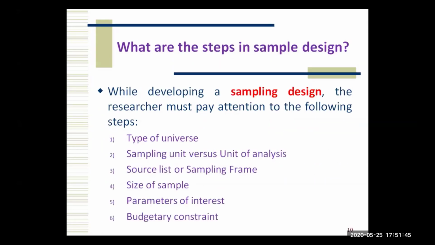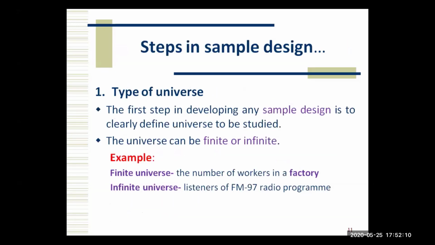While developing a sampling design, researchers must pay attention to the following points. That means, in order to develop a very good sampling design, the researchers must identify and properly understand the following 6 main elements that are the starting point. The first one is the type of universe. The first step in developing any sample design is to clearly define the universe to be studied.